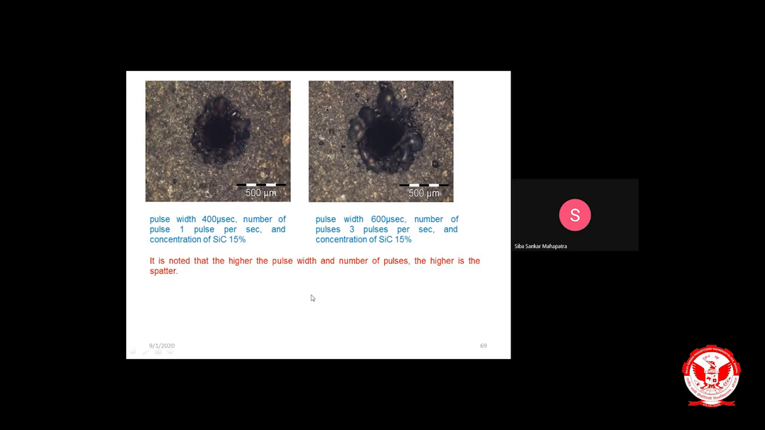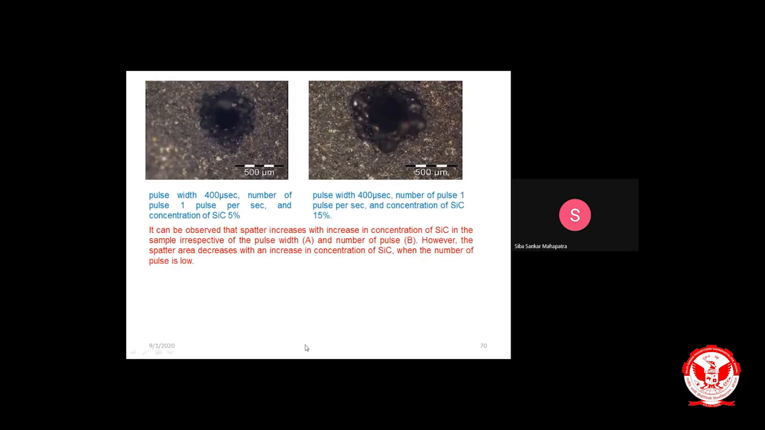Compare these two micrographs. Similarly, this is for the pulse width of 400 microsecond, number of pulses is 1, and concentration is 5%. Here, everything is the same, only the concentration increases to 15%. It can be observed that the sputter increases with increase in concentration of silicon carbide in the sample, irrespective of the pulse width and the number of pulses. However, the sputter area decreases with an increase in concentration of silicon carbide when the number of pulses is low.